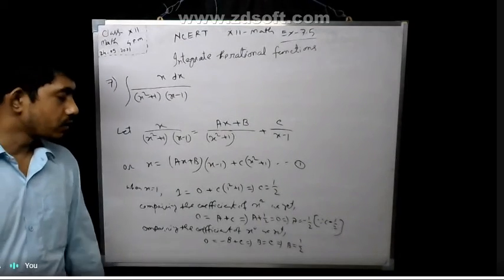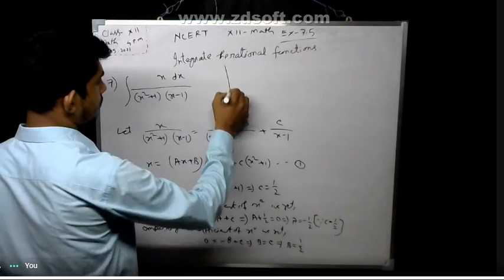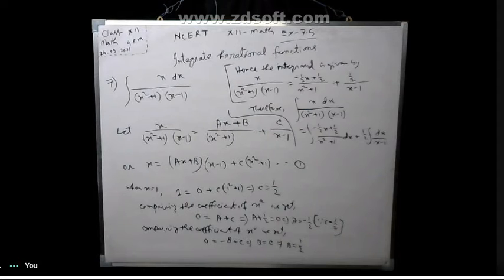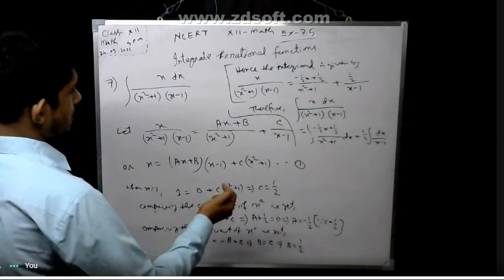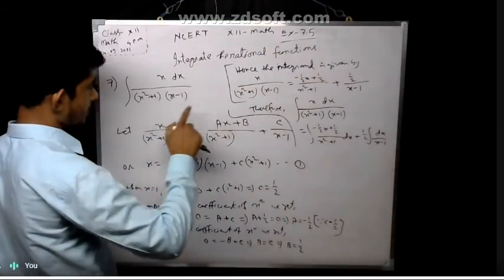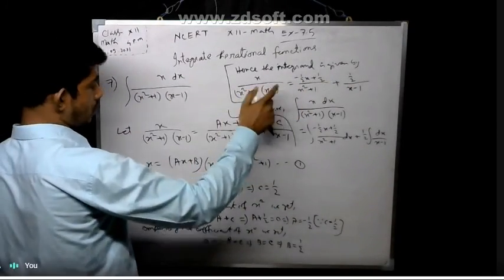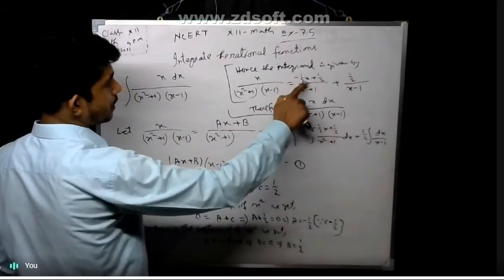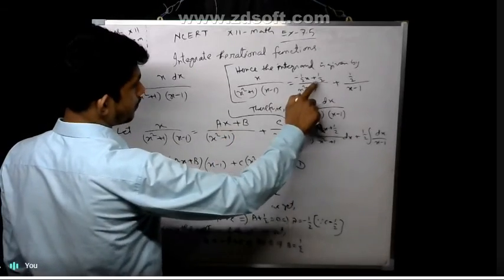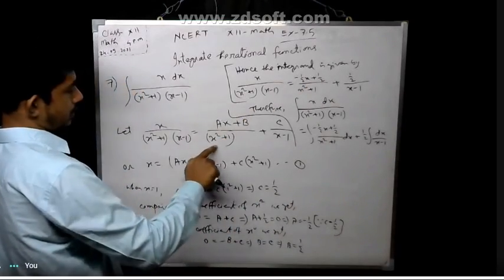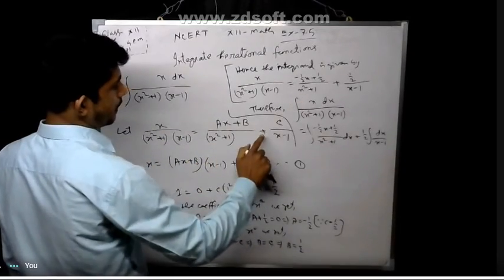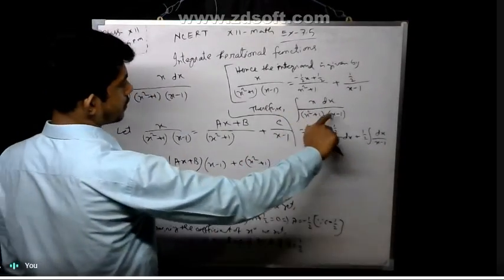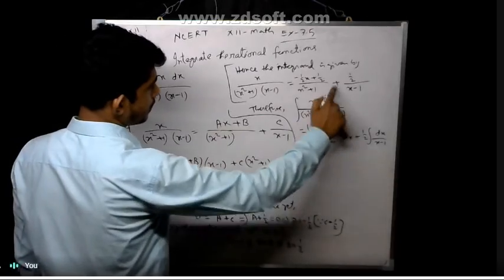Then hence the integrand is given by x by x plus 1 into x minus 1 equal to ax plus b by x square plus 1, plus c by x minus 1. Here a equal to minus half, b equal to half, and c means half. Therefore the integration of this equals this dx plus this dx.